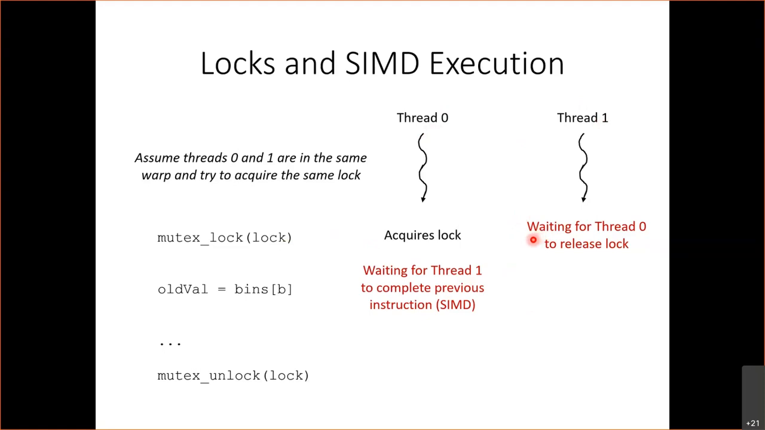So what happens in this case? We have a deadlock. So using locks with SIMD execution may cause deadlock. Thread one is going to be spinning, waiting for the lock to be released by thread zero, and thread zero is going to be bound to thread one by SIMD, waiting for it to finish what it needs to do so that they can proceed together to the next instruction. So the drawback of using locks on GPUs is actually even worse than a performance hit. We can actually run into a situation where we get deadlock. So what's the way around this?